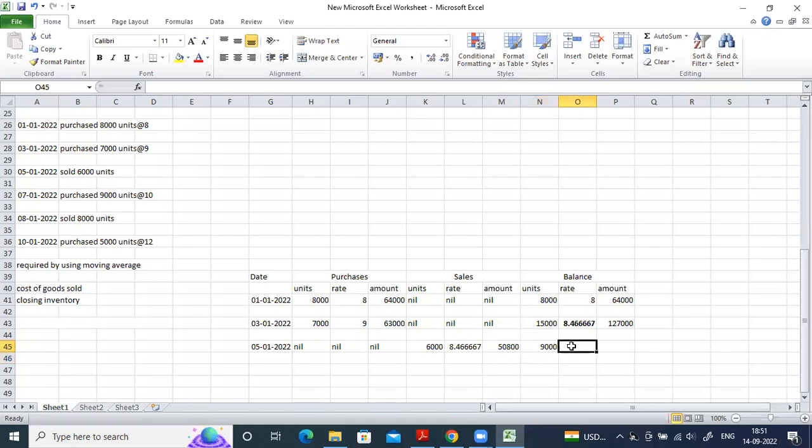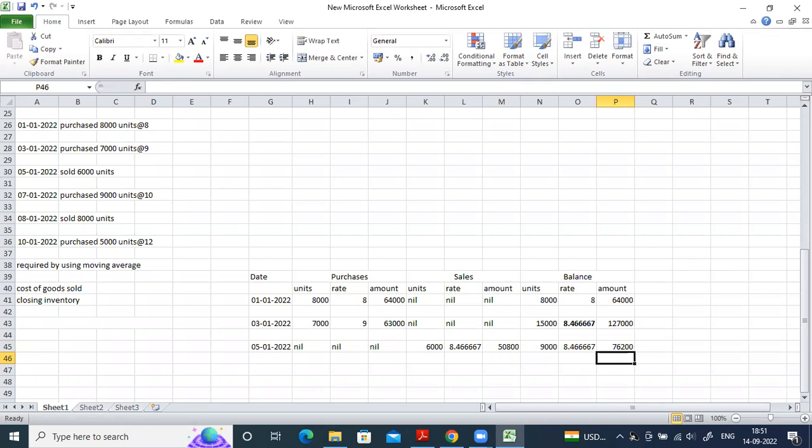And there will not be any change in the rate, same 8.4667. So the amount will be 9,000 into 8.467. So this is up to 5th January. I hope up to 5th January it is clear.